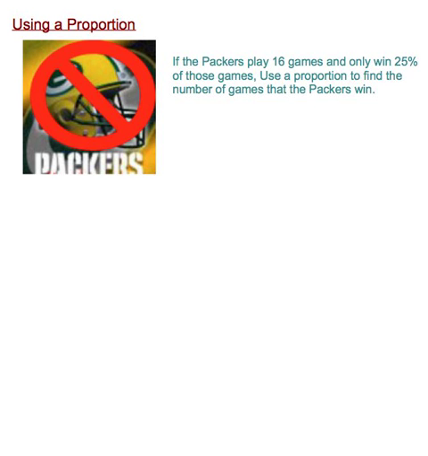Here we have another example. We will do this one exactly the same way. If the Packers play 16 games and they only win 25% of those games, write a proportion to find the number of games that the Packers win. Well, here is the key. When we're given a percent, we can write the first ratio, because the definition of a percent is a number in a ratio set to 100. So we have the ratio 25 to 100 is equal to, well, we don't know how many games the Packers won, so that's our G, but we do know that they played 16 games total.